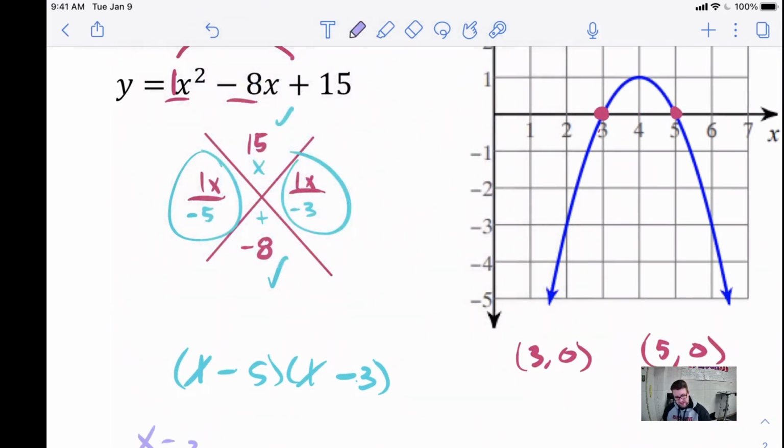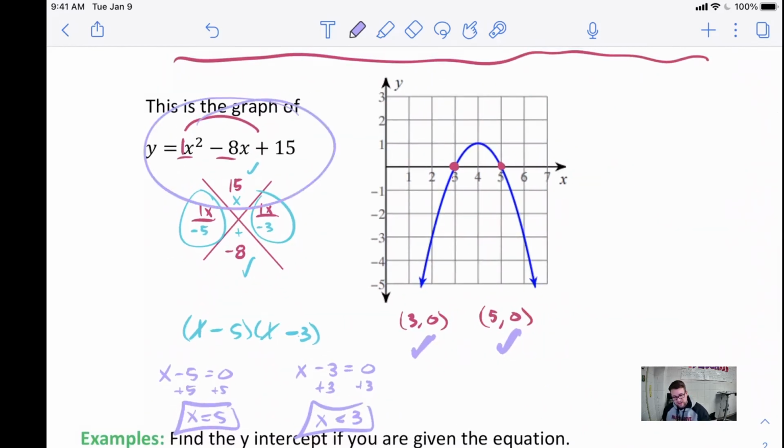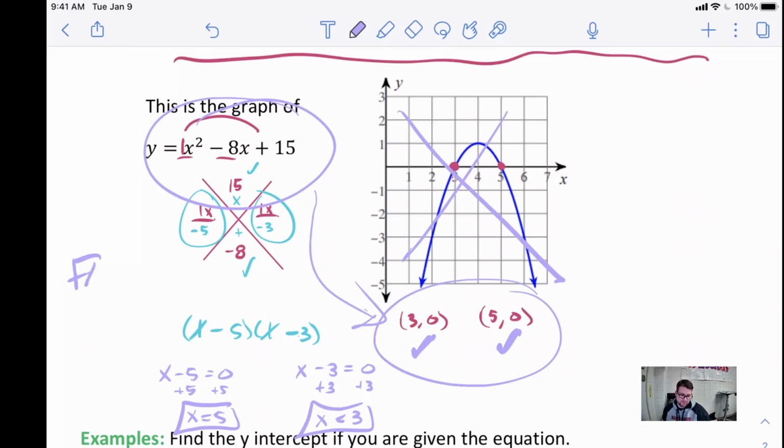Now, looking at these for a second, we're going to use our zero product property. So we're going to say x minus 5 equals 0, and x minus 3 equals 0. And if we solve this to get x alone, we add 5 on both of these, we get x equals 5, which, hey, look, that matches up with this one. And on the other one, if we add 3 and add 3, we get x equals 3, which matches up with this one. So the way that we get from this to these without using a graph is by factoring.